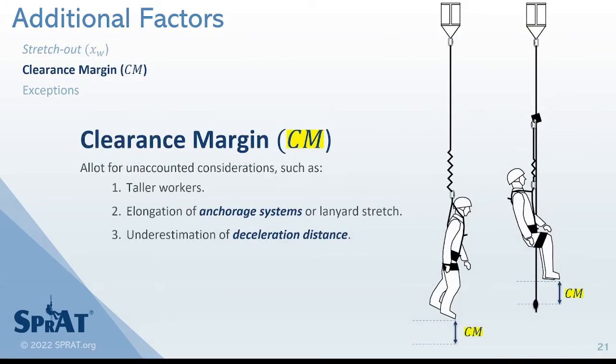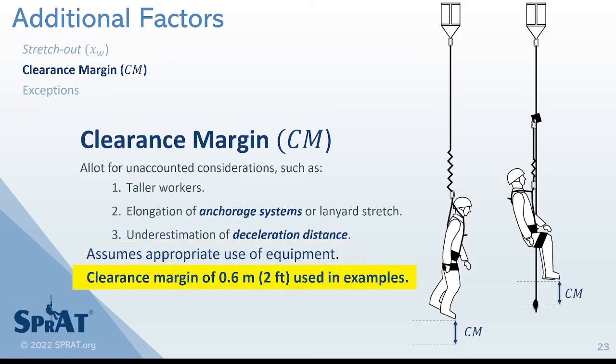An additional clearance margin should be added to allot for considerations that have not been accounted for in other clearance factors, such as taller workers, elongation of anchorage systems or lanyard stretch, and underestimation of deceleration distance. Clearance margins should not be used to account for inappropriate use of equipment. Clearance margins may be reduced with better system modeling, or if other controls in the rope access system or fall protection program are implemented. A clearance margin of 0.6 meters is used in examples in Spratt's clearance requirement guidelines.